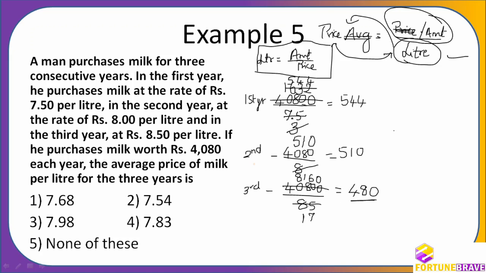Now we need to find out the average price. So what we'll do is put the total amount. Amount will be 4080 into 3. Yeah, not 480, sorry. All these three things together we have to add. So how much do we have to add all this? How much will it be?